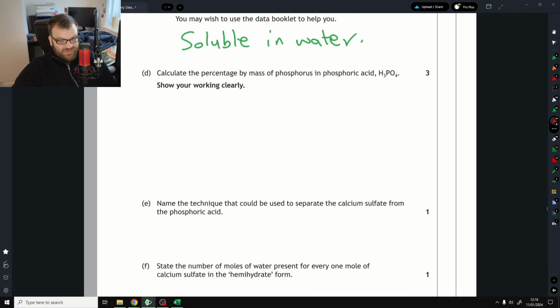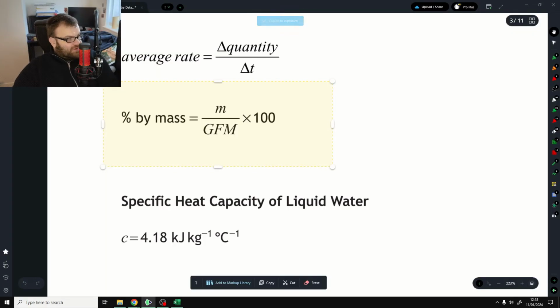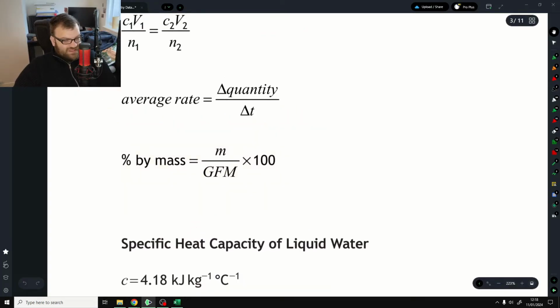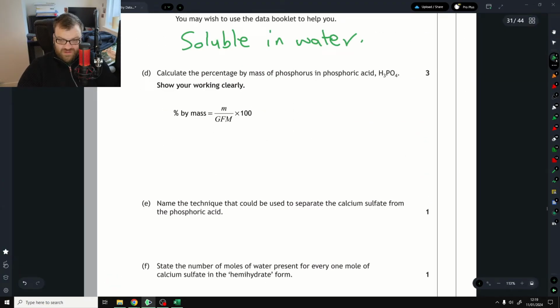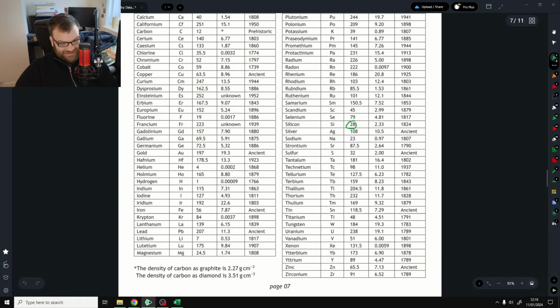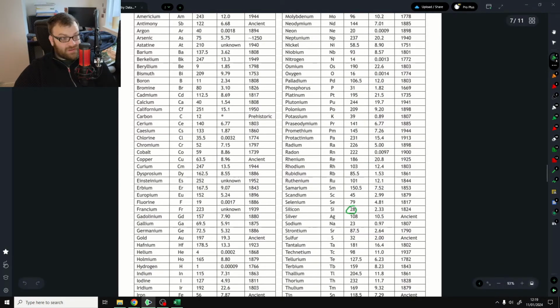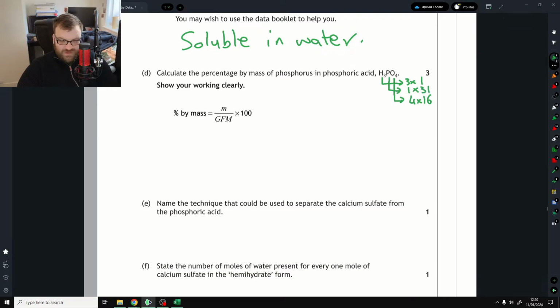In terms of the properties, we want percentage by mass. That relationship is in the data booklet. Percentage by mass is mass divided by the GFM times 100. First thing I would do is just work out the GFM. Got 3 times hydrogen, 1 times phosphorus, and 4 times oxygen. I know oxygen is 16 and hydrogen's 1. Phosphorus, I think I know, but it is 31. So 4 times 16 is 64. Plus the 3 for the hydrogen and the 31 will give you 98.